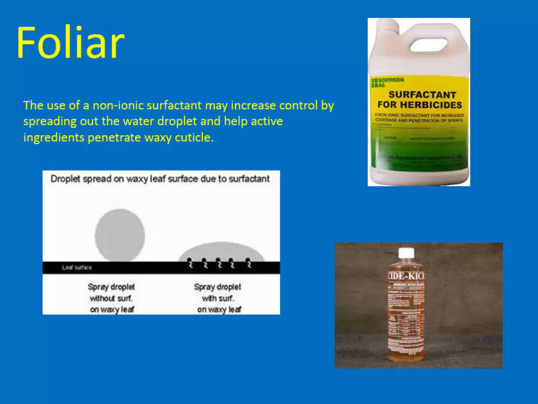The use of a non-ionic surfactant increases the control that you get from the herbicide. It breaks the surface tension of the water. So there are certain plants where you spray it on, it just beads off and rubs off because of the waxy coating on the plants. The surfactant basically, as they say in fire, makes water three times wetter. So it spreads that water droplet out, and it helps penetrate that waxy coating. And that will help your control for sure when you're doing foliar application.